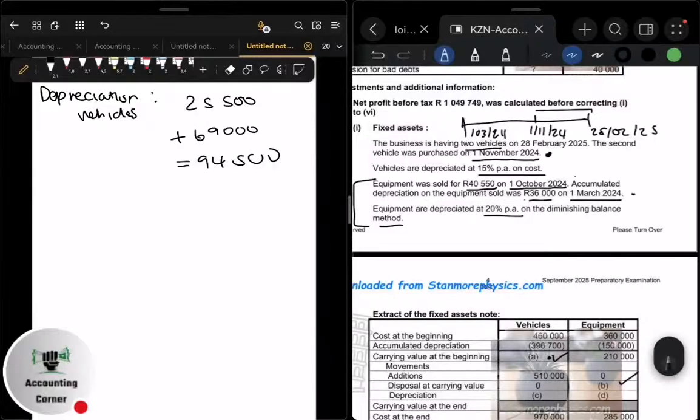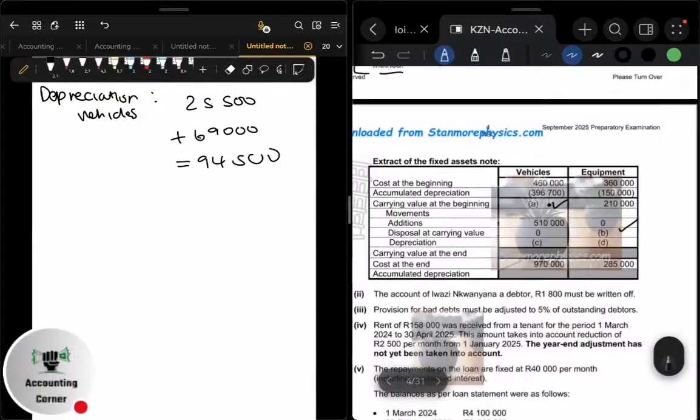Okay, I'm back. So we just calculated depreciation for vehicles, which was C. And now we need to do the last one, which is D. Okay, so for D, it's depreciation for our equipment. So equipment, we have the remaining equipment and we have the sold equipment. So for the sold equipment, we'd already calculated the depreciation to be 4,550. Now I need to calculate for the remaining equipment.